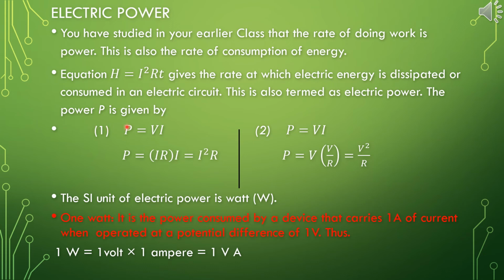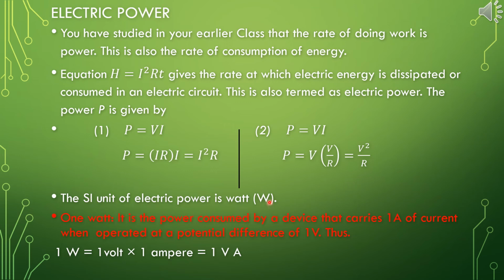The power P is given by P is equal to VI. After substituting V as IR according to Ohm's law, you get P is equal to I square R. Similarly, if you substitute I from Ohm's law as V by R, you can even write power as P is equal to V square by R. The SI unit of electric power is watt.